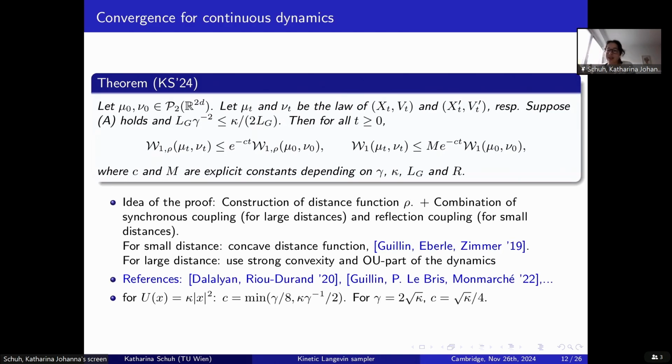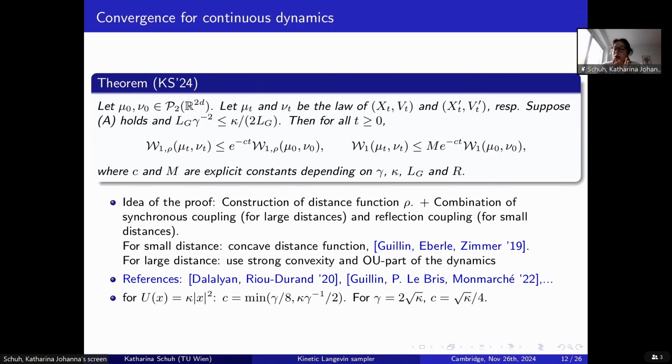And how do we get to this result? Here the idea was to construct an appropriate distance function rho and to find the right coupling. Here we took a synchronous coupling for large distances. In particular, if we are looking at large distances, this means that either the difference in the position or in the velocity was large. If the distance in the velocities was large, one can use the Ornstein-Uhlenbeck process, which helps to get contractivity, while if the distance in the position was large, we could use the strong convexity property to get contraction.